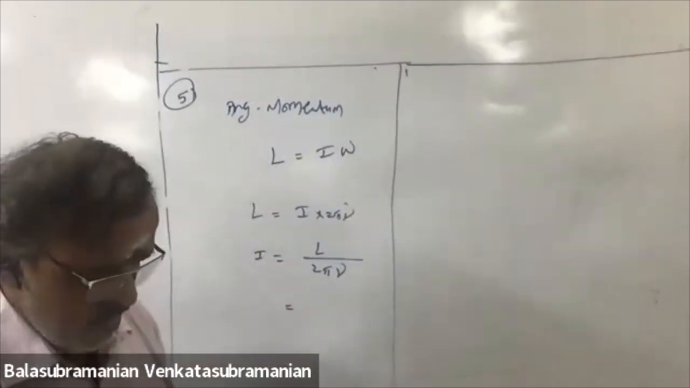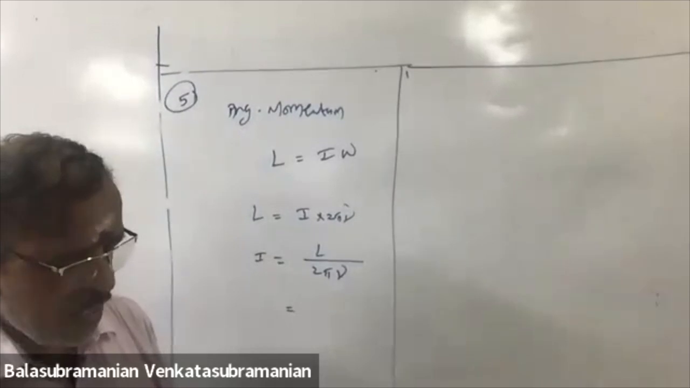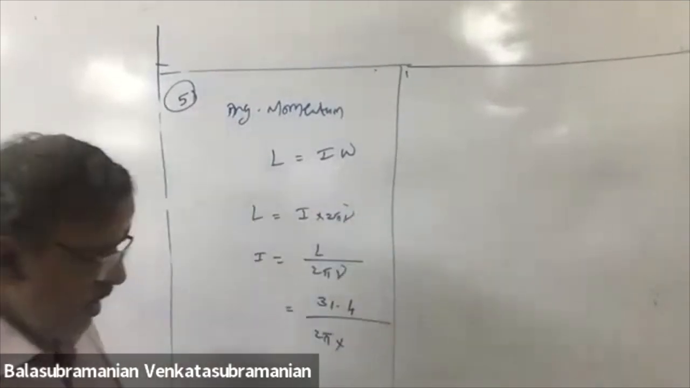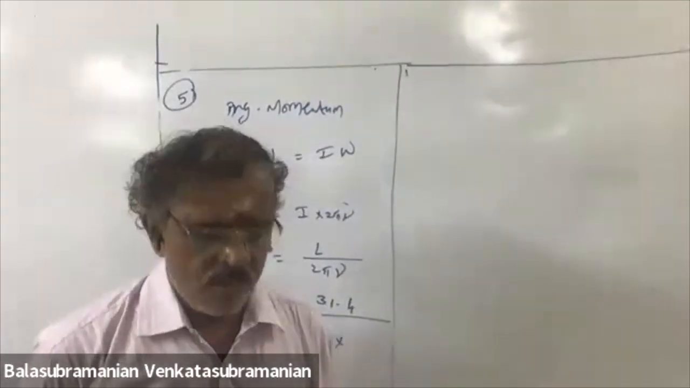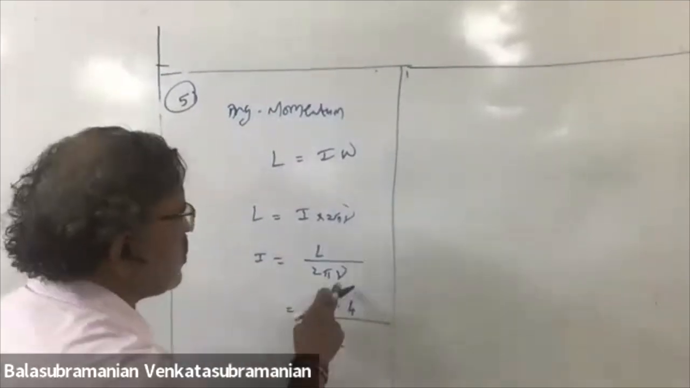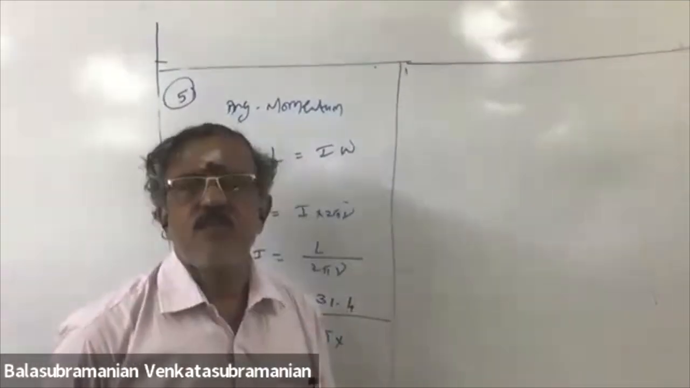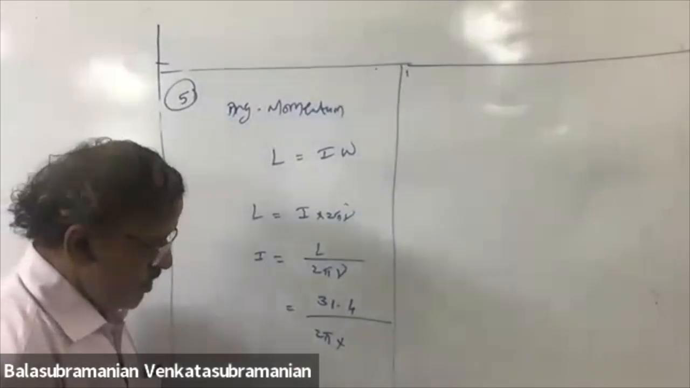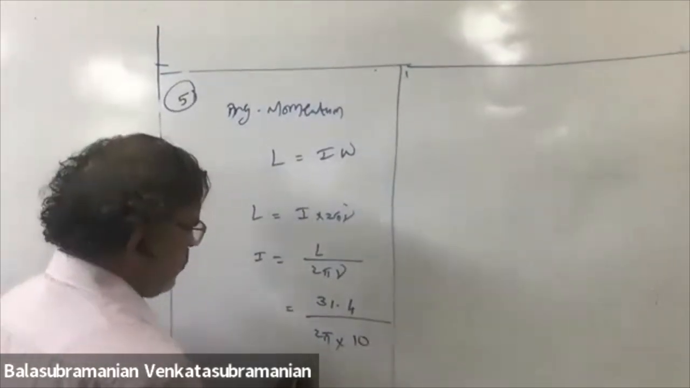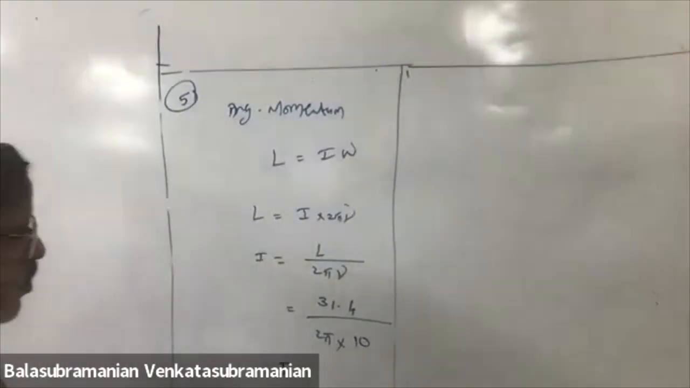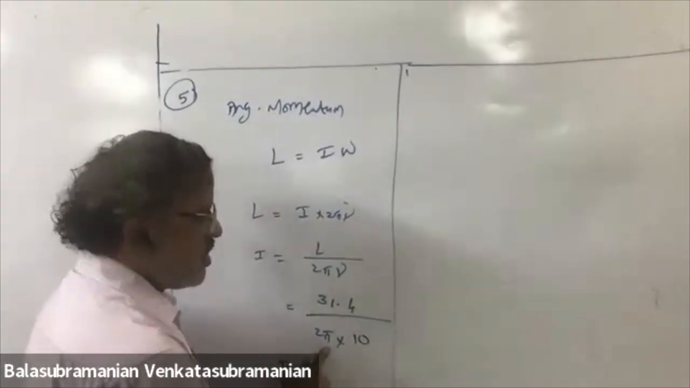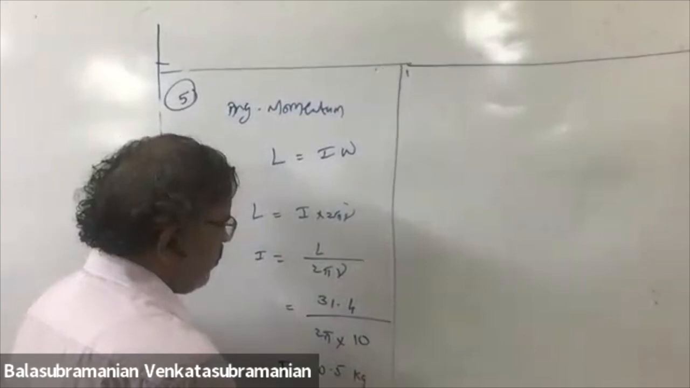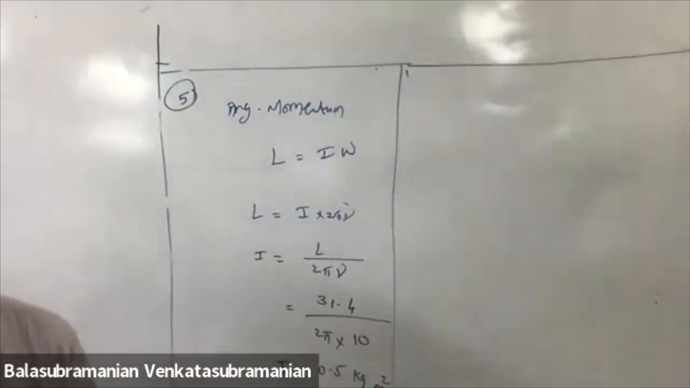So I is L by 2 pi nu. What is L? 31.4 by 2 pi into rate of revolution is 10 cycle per second. So nu is called a frequency. Frequency is 1 by time period, both are same. That value given, that is 10 cycle per second. 31.4. Pi is 3.14. 31.4 means 10 times. 10 cancels. 1 by 2 is 0.5 kilogram meter square. Simple. Straight.